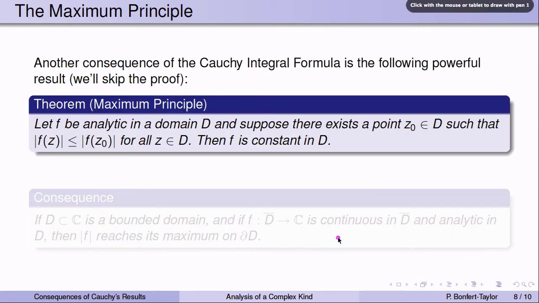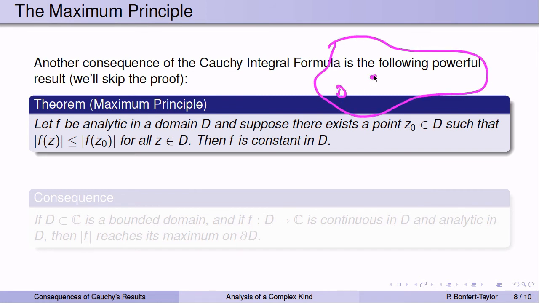Another consequence of the Cauchy integral formula is the following result. We'll skip the proof here. It's called the maximum principle. Suppose f is an analytic function in a domain D, and suppose there exists a point somewhere in D, c0, such that the absolute value of f of z is largest at that point c0. Then f must be constant. So f cannot have a maximum value in absolute value anywhere in a domain where it is analytic. There's always a direction where it's going to get bigger.